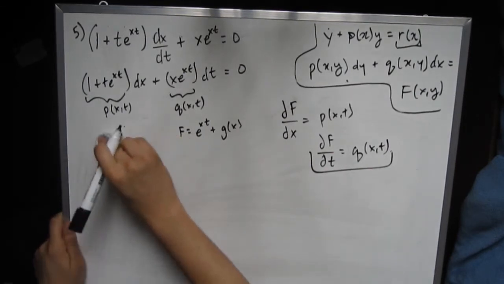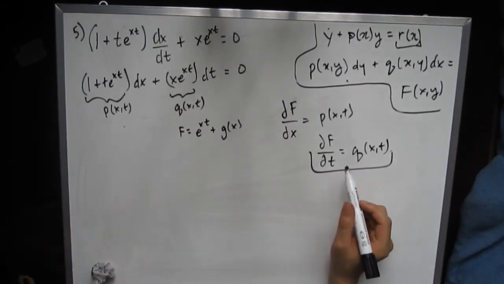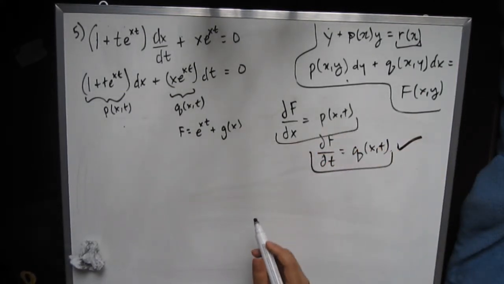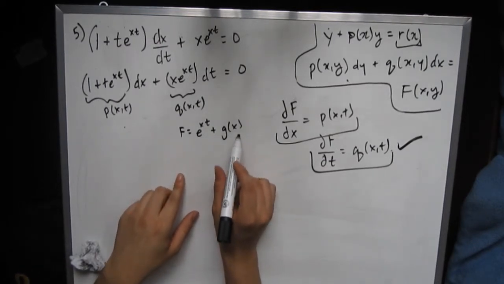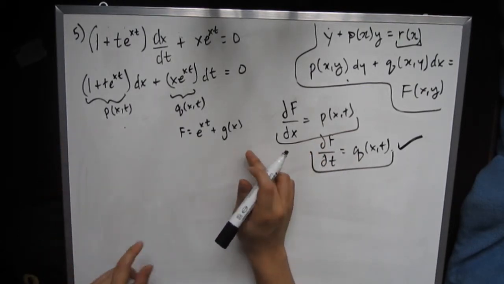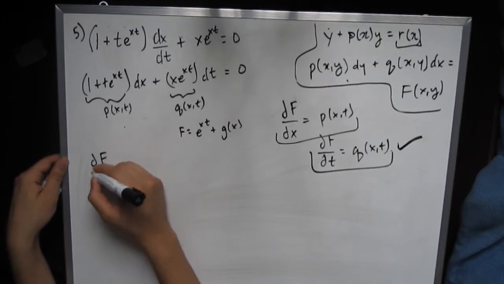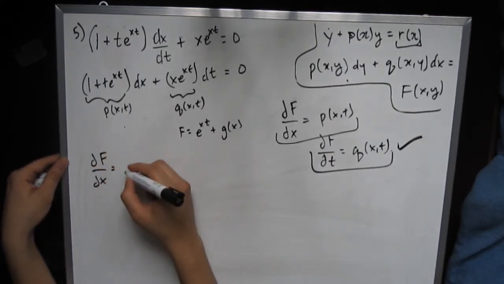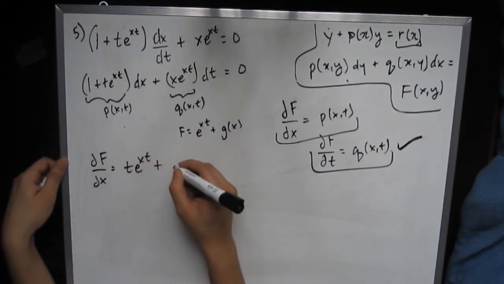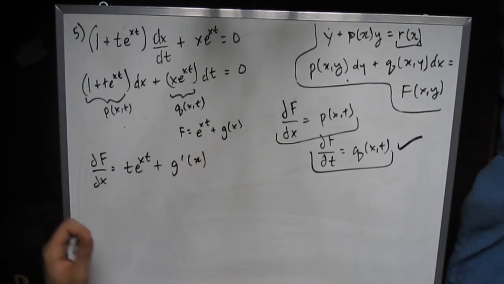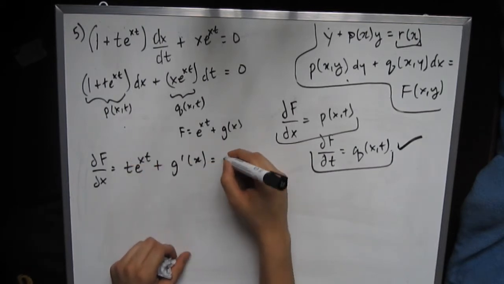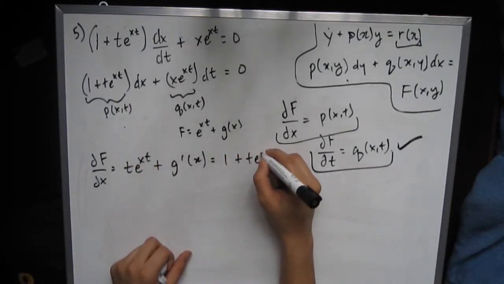Now that we've used one equation, we can go ahead and use the other one. Well, we've used this one, so now we have to use this one. If we differentiate this equation with respect to x, we can solve for g of x, since we know that this equation is equal to this. So if we differentiate this with respect to x, you will get t e^(xt) + g prime of x, which basically means this is equal to 1 + t e^(xt).